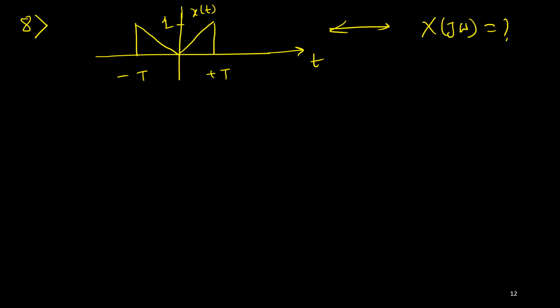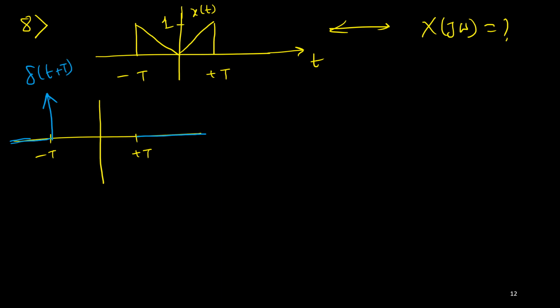Now if I take the derivative, it is minus t, it is plus t. You see, when t is less than minus T, it is perfectly 0, and when t is more than plus T, it is also 0. At t equals minus T, there is a change from 0 to 1, which indicates that you should have an impulse here, that is delta t plus capital T. Similarly, at this point there is an impulse downward, delta t minus capital T.